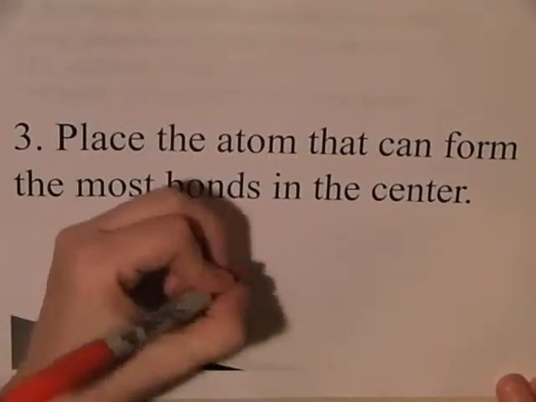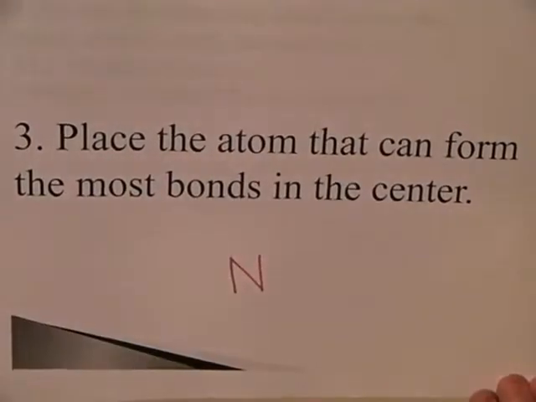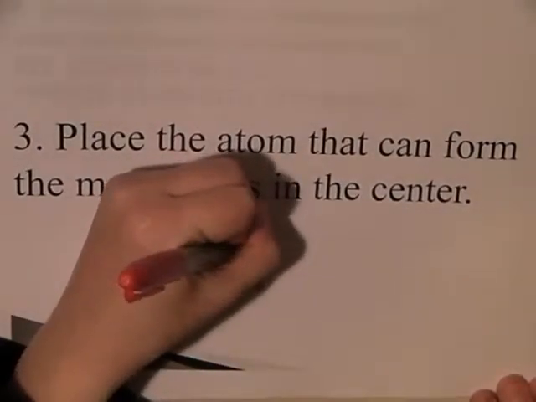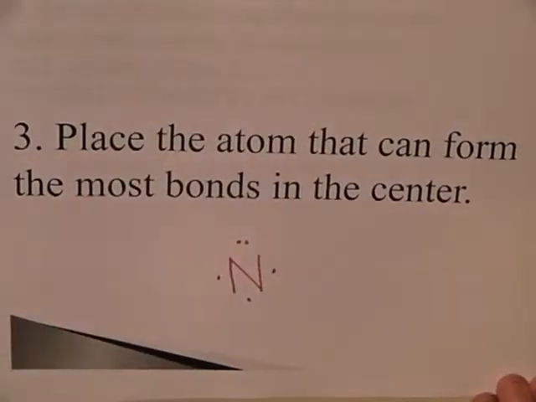Hopefully you're all correct and you said nitrogen. We know of our 2, nitrogen can form 3 bonds. Hydrogen can only form 1 bond. So we're going to put nitrogen in the center, and then we're going to build off of nitrogen. All right, so the one that can form the most bonds goes in the center.